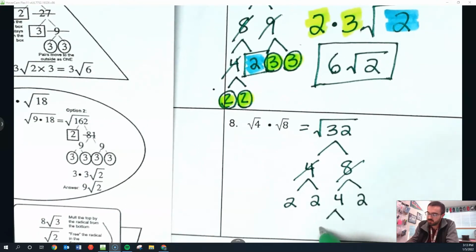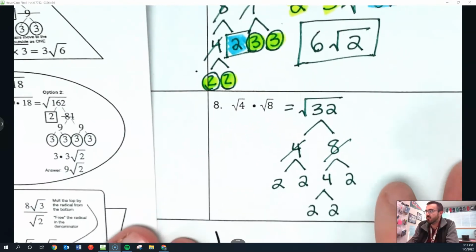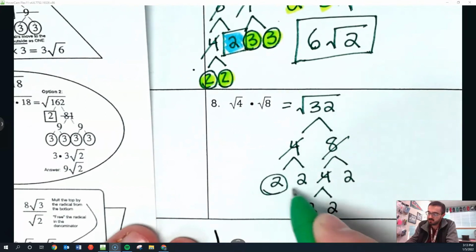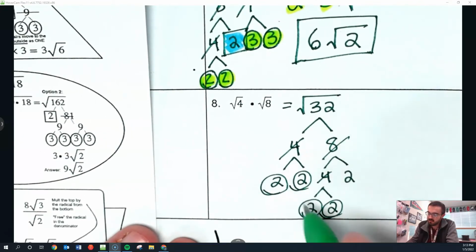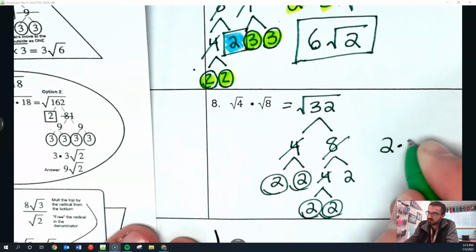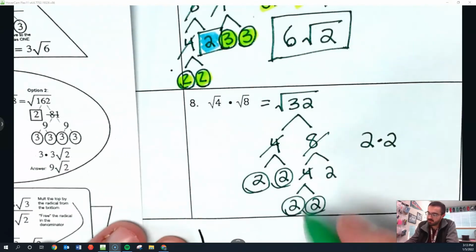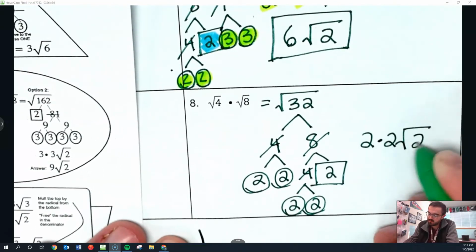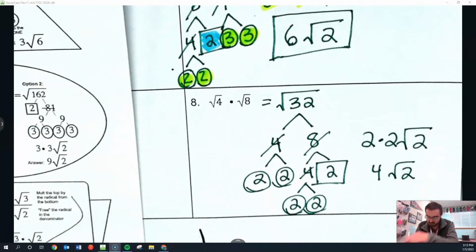2's good. 4 could break down into 2 and 2. Oh my goodness. So we have a bunch of 2's. This guy, this guy, this guy, this guy. 2 times 2 would be on outside the radical. And then this guy's boxed. Square root of 2. So 4 square root of 2.